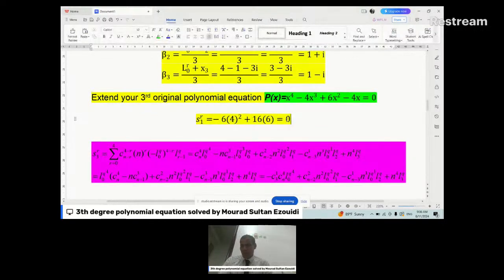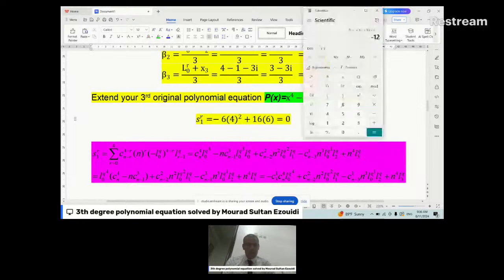Again, negative 6 times 16 plus 16 times 6, why is it negative 12? Check again. So it will be negative 6 times 4 squared plus 16 times 6. So this one equals 0.